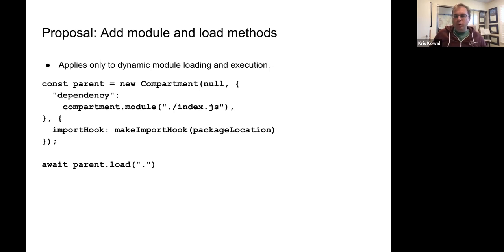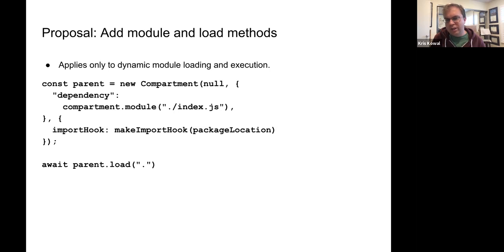So with that in mind, in order to implement such a thing, it is necessary to be able to create a graph of compartments that have cross linkage. We need to be able to have one compartment that is able to load modules from another compartment. To that end, we're proposing the addition of a module method on compartment instances, which would give you the name, a proxy, or rather an exotic object representing the namespace of the module that would eventually be executed.